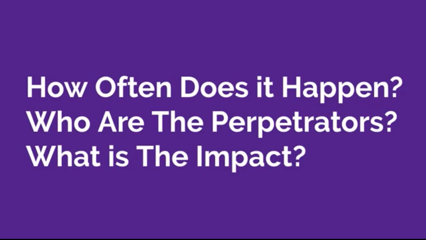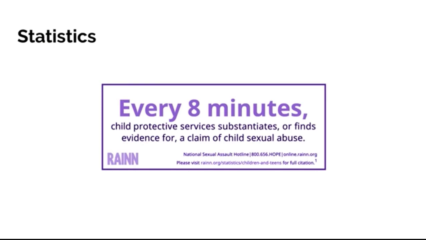How often does it happen? Who are the perpetrators? What is the impact? From 2009 to 2013, Child Protective Services agencies substantiated or found strong evidence to indicate that 63,000 children a year were victims of sexual abuse. Every 8 minutes, Child Protective Services substantiates or finds evidence for a claim of child sexual abuse. 1 in 9 girls and 1 in 53 boys under the age of 18 experience sexual abuse or assault at the hands of an adult.